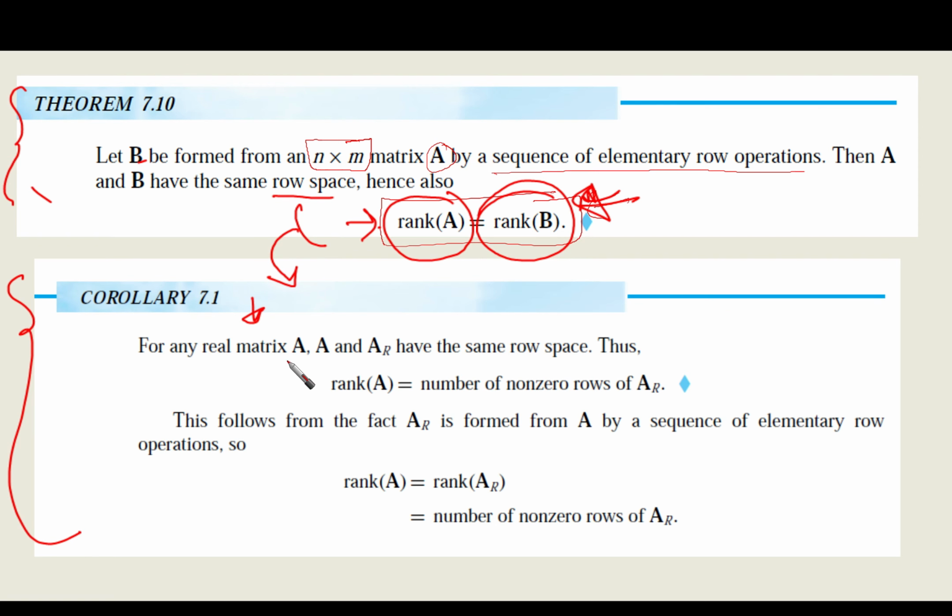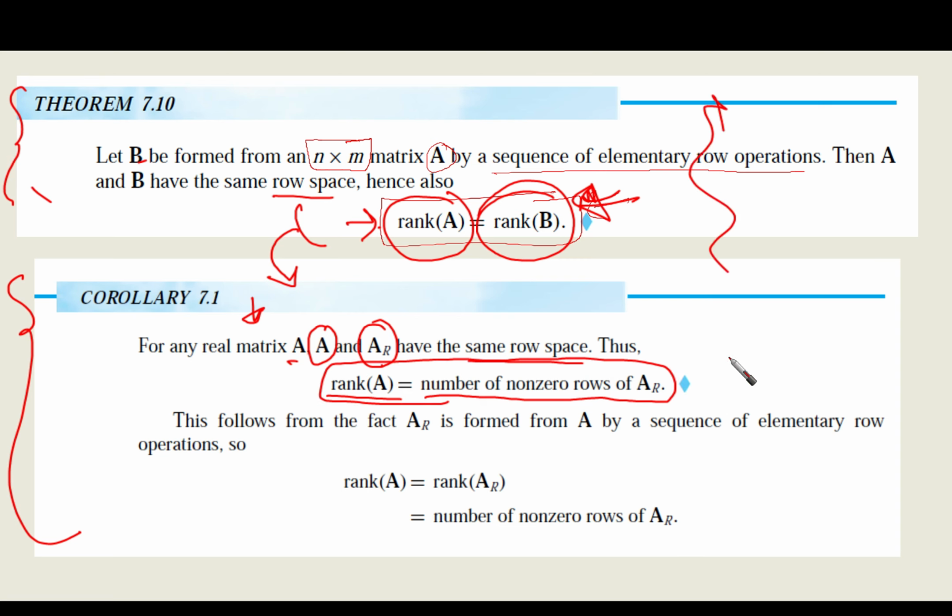For any real matrix A, okay, A and AR, which is the matrix itself and the reduced form of the matrix, have the same row space. That's right. Thus, the rank of A equals the number of non-zero rows of AR. That's it. This is what I want you to remember. Forget all about the other stuff. Just focus on this: the rank of A, there is no need to investigate it by yourself as I have done in the previous examples. You just need to have the reduced matrix and count the number of non-zero rows. This would give you the rank of A.